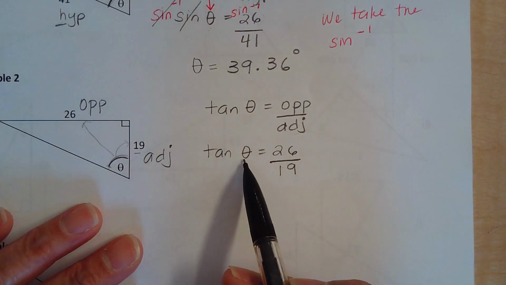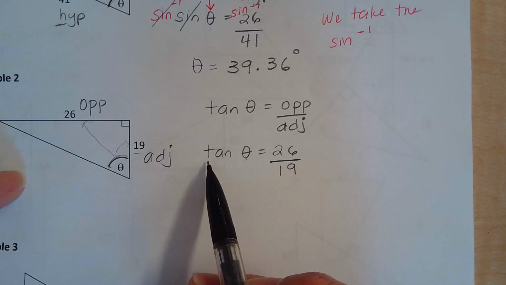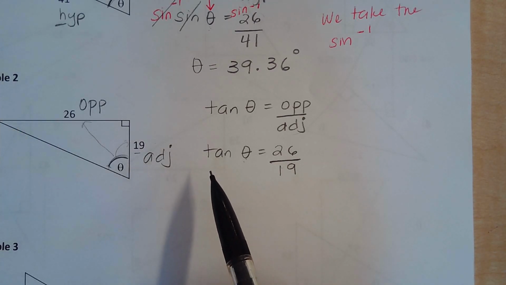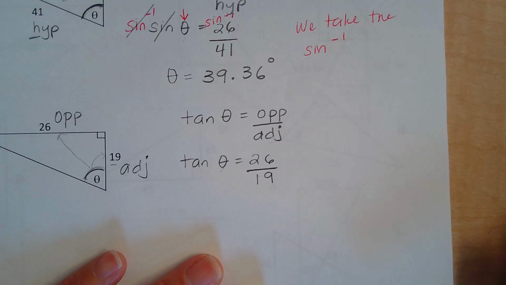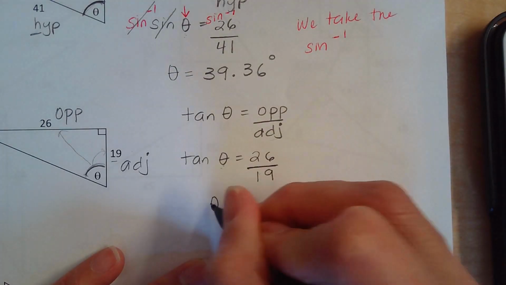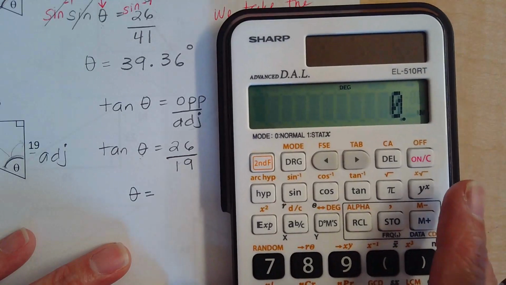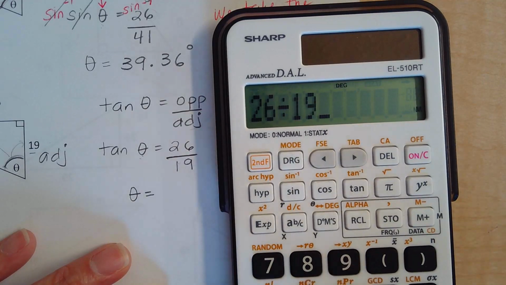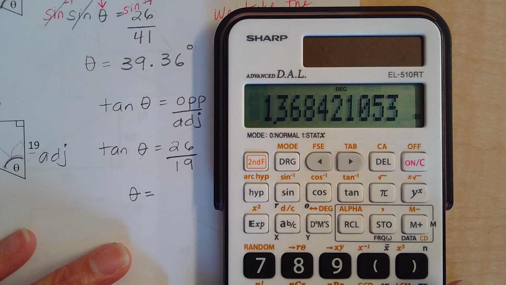Now, we want theta alone, so we have to get rid of the tan. What are we going to do? We're going to take the tan inverse in this case, right? So theta equals... okay, let's figure this out first. 26 divided by 19 equals, we got 1.364.